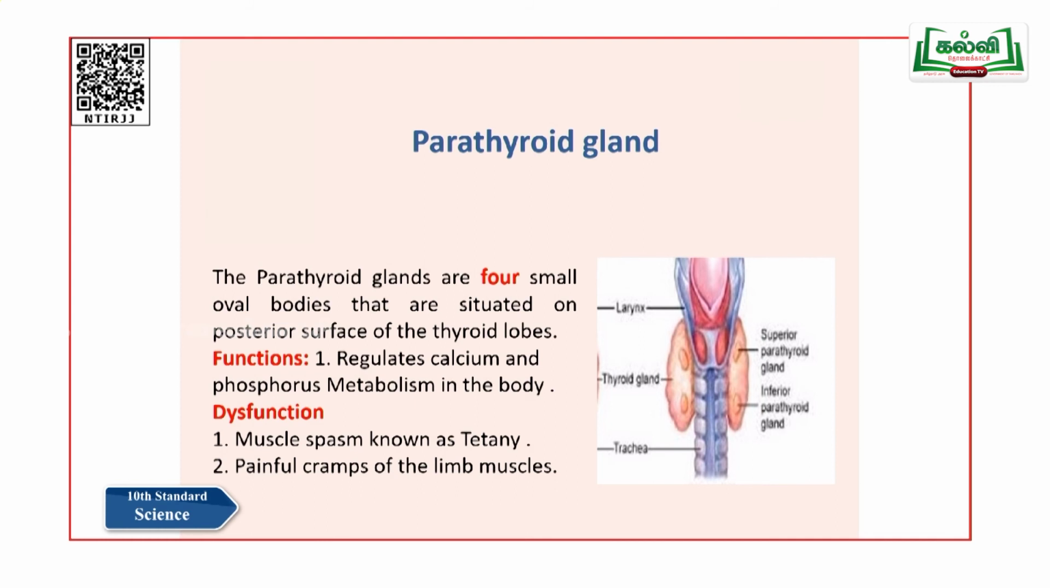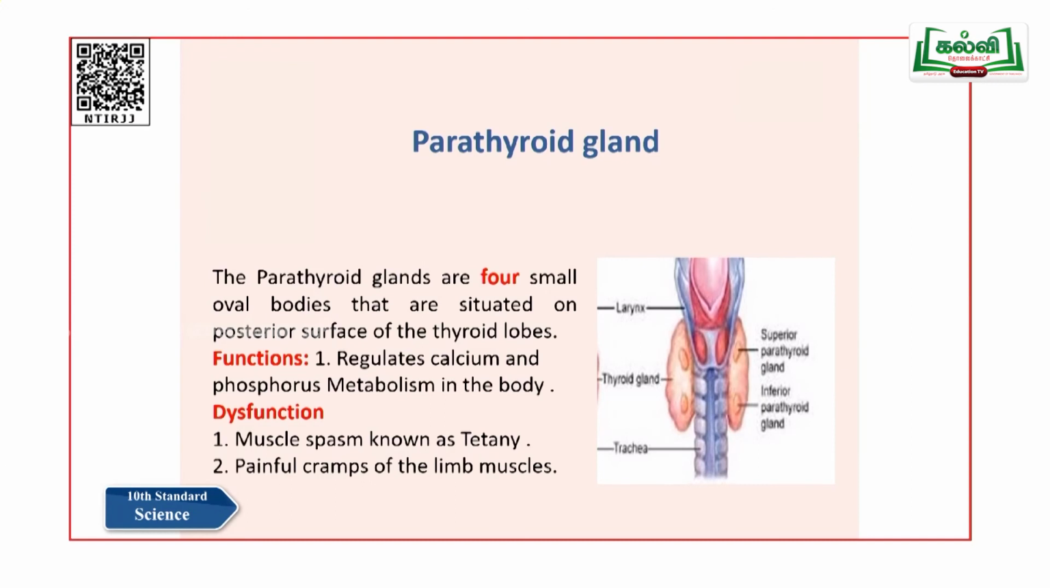The parathyroids are 4 small oval bodies that are situated on the surface of the thyroid lobes. Okay, there are 4 small oval shaped bodies, on the surface of the thyroid, and they are called the parathyroid glands. Its only function is to regulate calcium and phosphorus metabolism in the body. Regulating calcium and phosphorus metabolism is most important. Calcium is for development of the bone, everyone knows, and phosphorus is also a nutrient. Okay. So, what will happen?